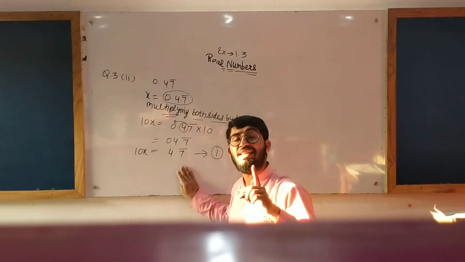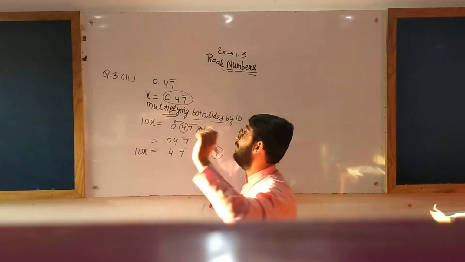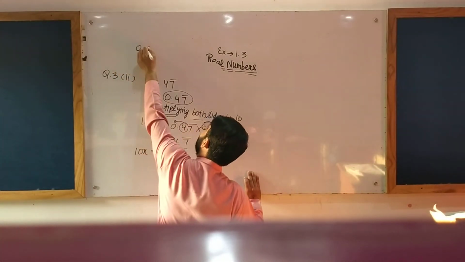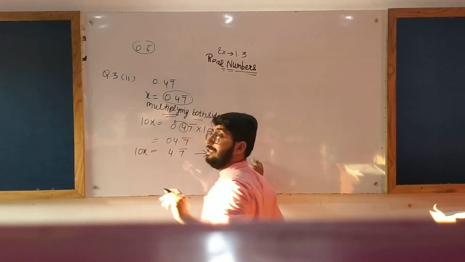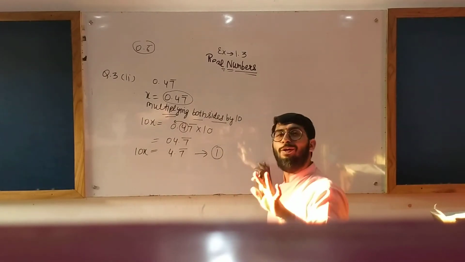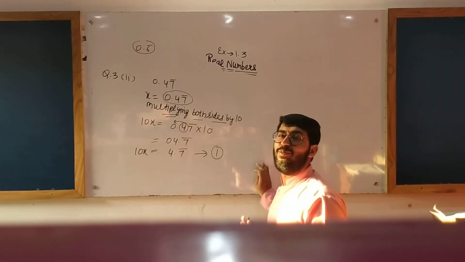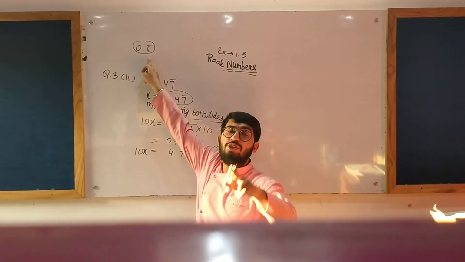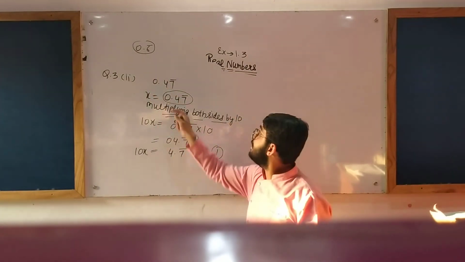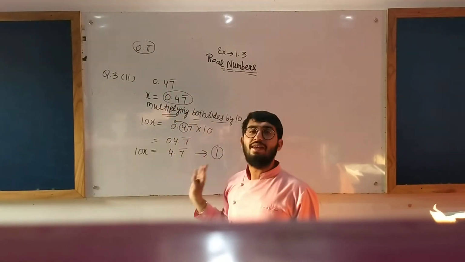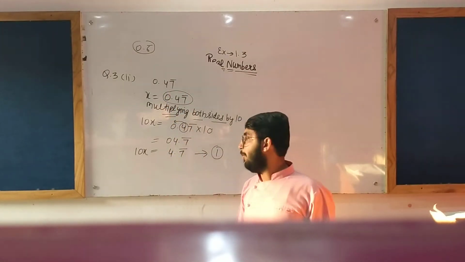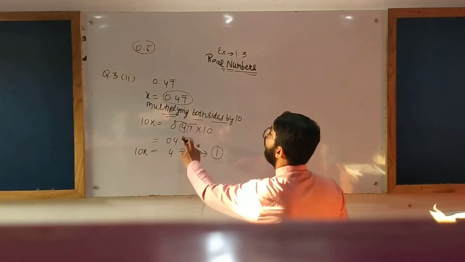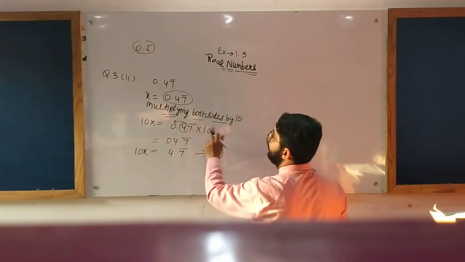Now this question is the same as the last question. That was 0.6 bar, where the bar was on all the digits after the decimal. In this question, there is no digit after the decimal on which the bar is not present. Now what will we do? We multiplied both sides by 10 here.